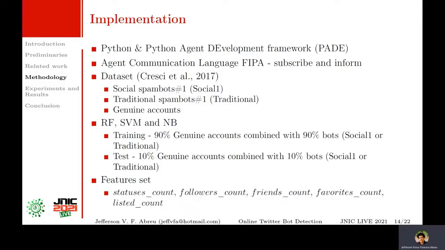Our feature set was the feature set developed in our previous work, and it's these 5 features: the statuses count, followers count, friends count, favorites count, and listed count.